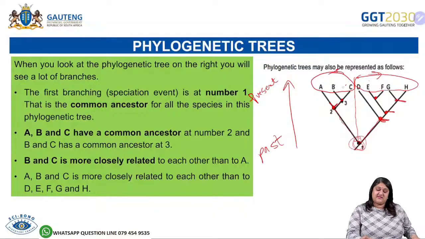And what we can also see from here is that B and C are more closely related to each other compared to A. Why? Because they had another branching occurring. A branched off a longer time ago compared to B and C. Are you with me? Okay, so this branching is called speciation. And what do you know about speciation? We have a development or the appearance of a new species.